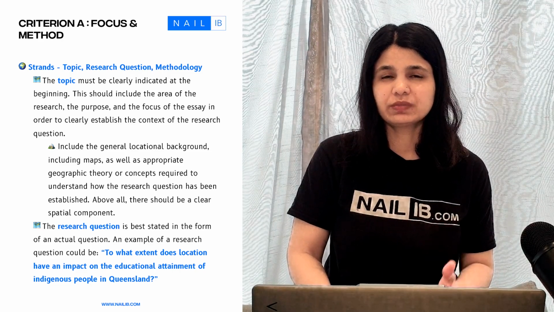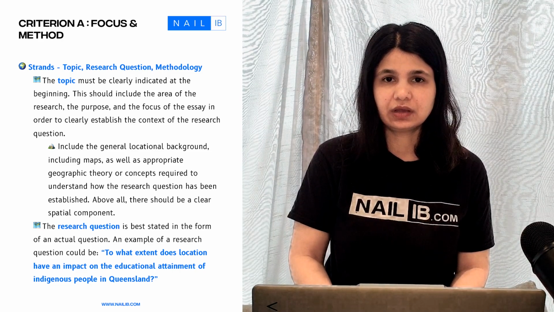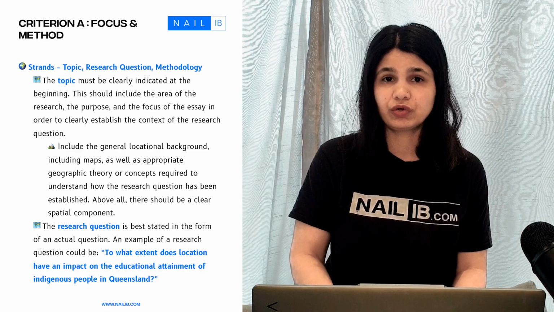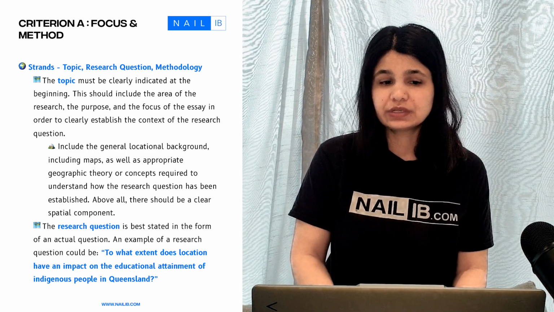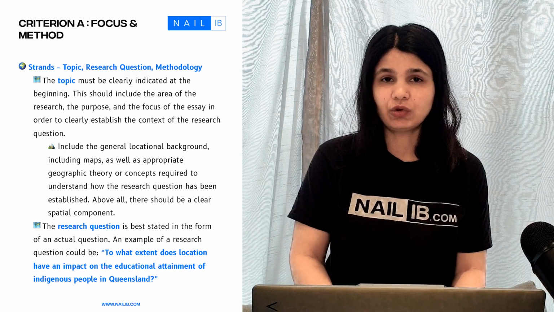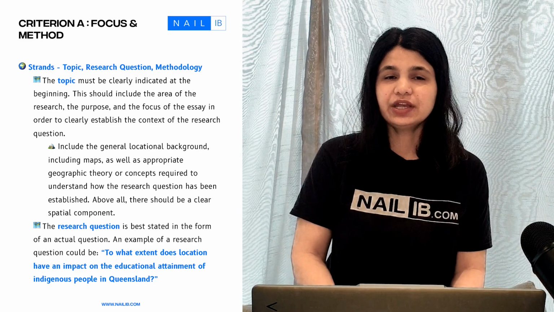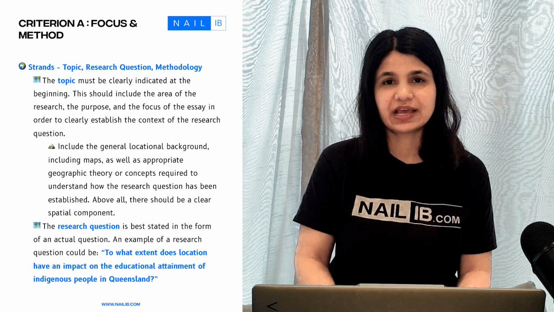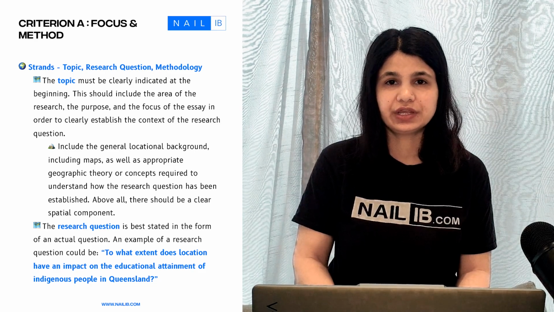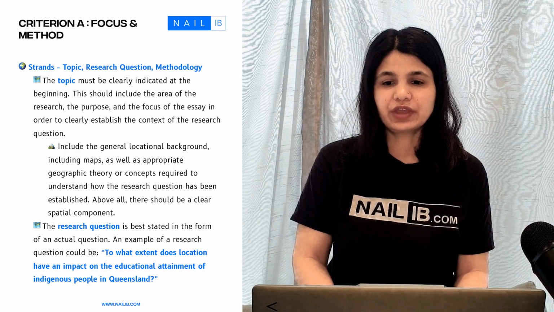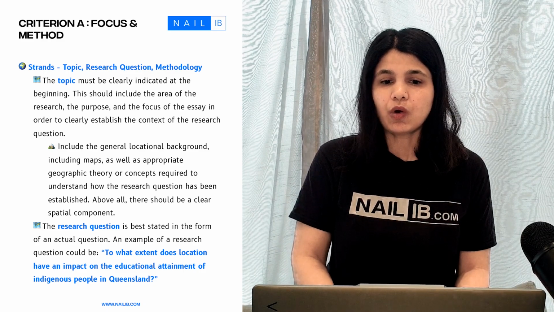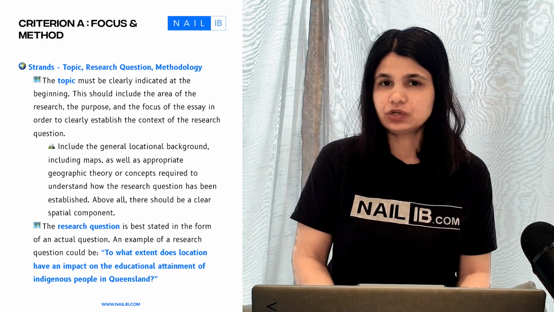So the topic must be clearly indicated at the beginning. That's the first requirement. It should also include the area of your research, the purpose and the focus of the study in order to satisfy this criteria. It should also include the general locational background, including maps as well as appropriate geographical theory, concepts, and vocabulary that is required to understand the rest of the essay. Above all, there should be a clear spatial component.